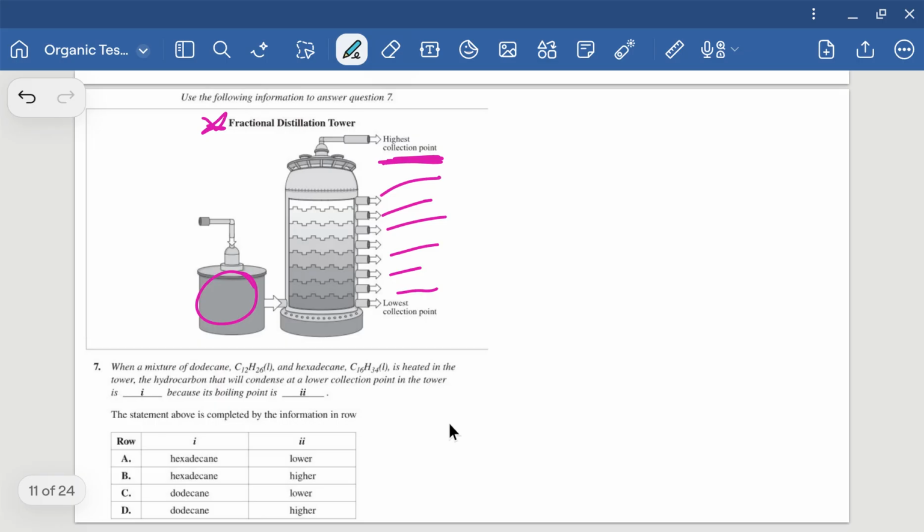Looking at this, we have a mixture. We have a hydrocarbon a little bit smaller and one a little bit bigger, and it's telling us that it's heated in the tower to separate them. And then if it is heated, the hydrocarbon that will condense at a lower collection point has to be the bigger one, and it's because its boiling point is higher. So the one that would match that is B, the bigger one with a higher boiling point.